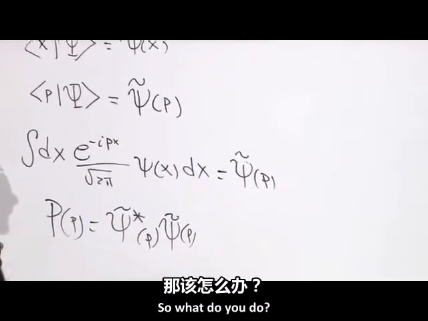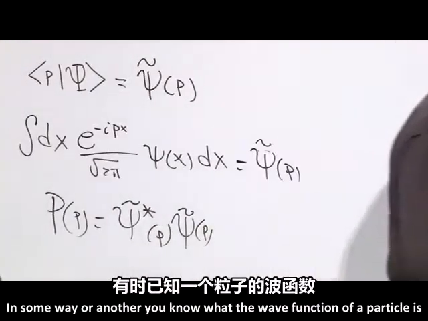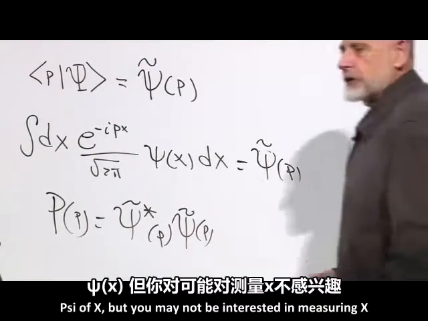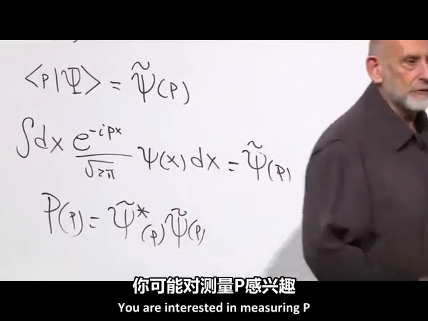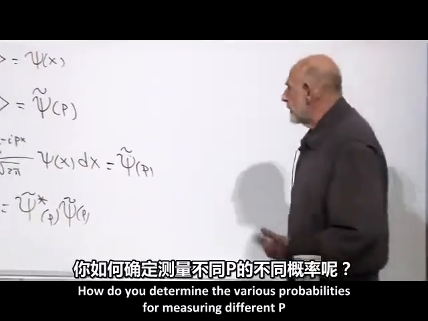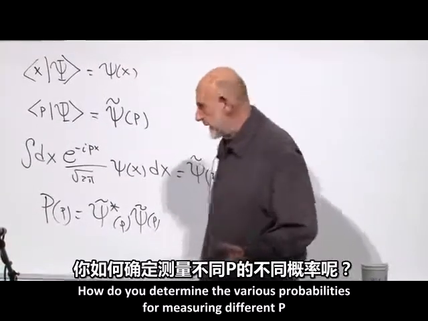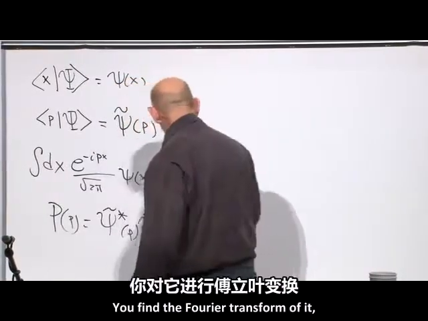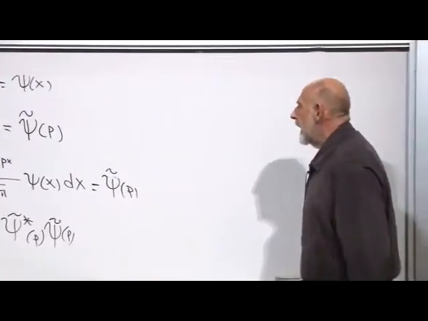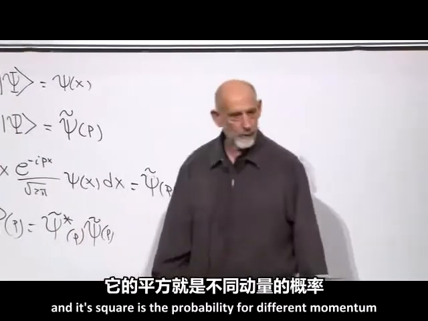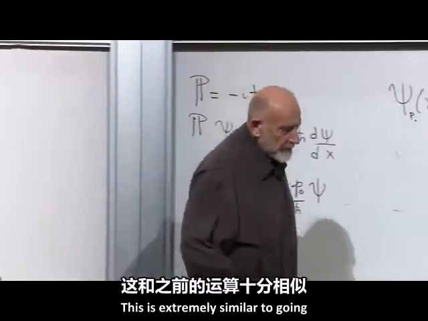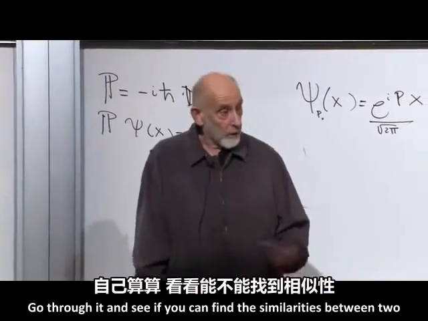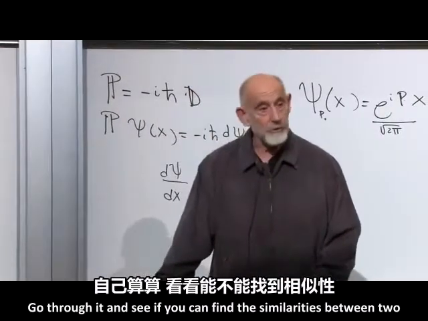So, in some way or another, you know what the wave function of a particle is, psi of x. But you're not interested in measuring x. You're interested in measuring p. How do you determine the various probabilities for measuring different p? You take that x wave function, you find the Fourier transform of it, and its square is the probability for different momentum. This is extremely similar to going from the sigma z basis to the sigma x basis. Go through it and see if you can find the similarities between the two.